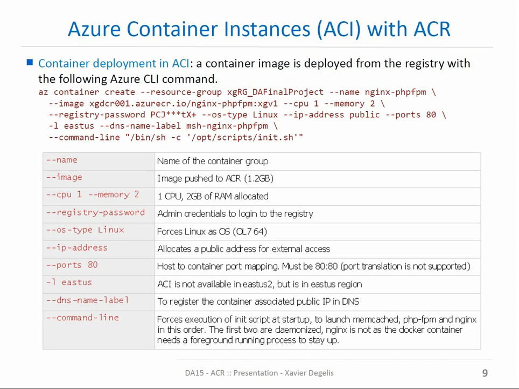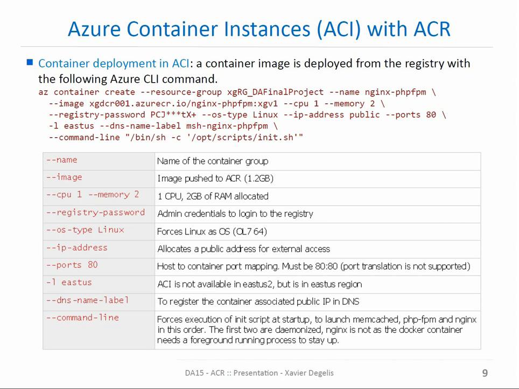az container create. And as you can see, you need to pass the name of the container group, the name of the image pushed to ACR, how many CPU and memory you want to allocate, and the admin credentials to log on to the registry. We also want to allocate a public access for external access on port 80. Please note that the port translation is not supported. That means that the port within the container needs to match the outside port of the container.